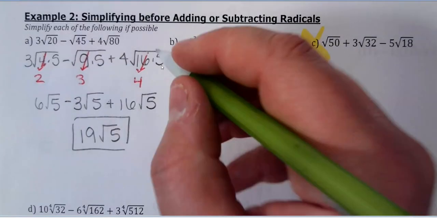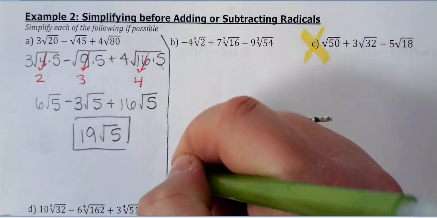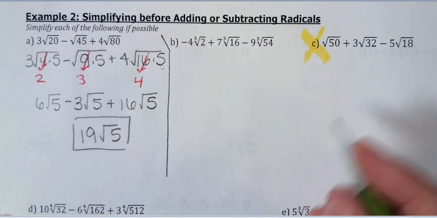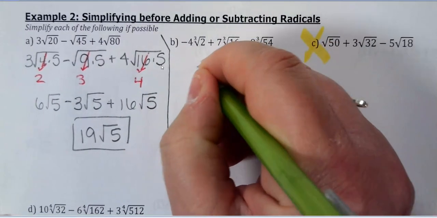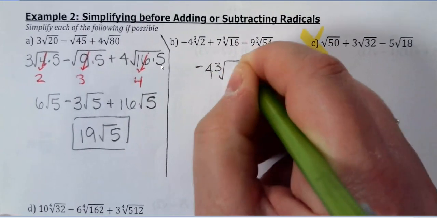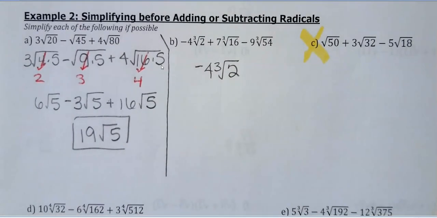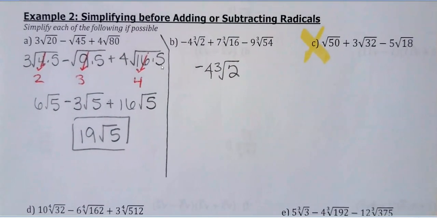Okay, now I'm going to skip C, but let's do letter B. These are cube roots, so I might write in the space for the other one here. Negative 4 cube roots of 2. Can't break down 2 under a cube root. That's as small as it's going to go. It's not divisible by any perfect cubes.